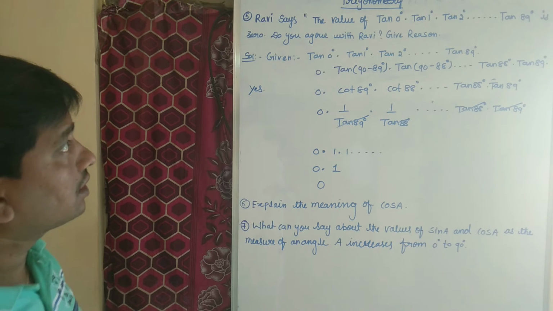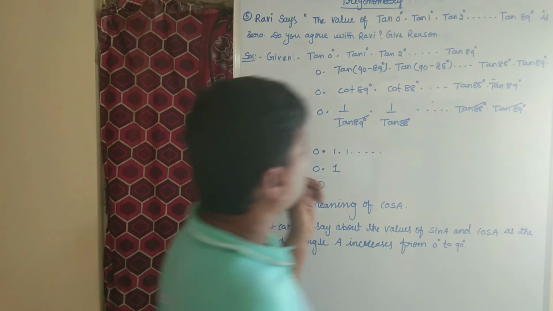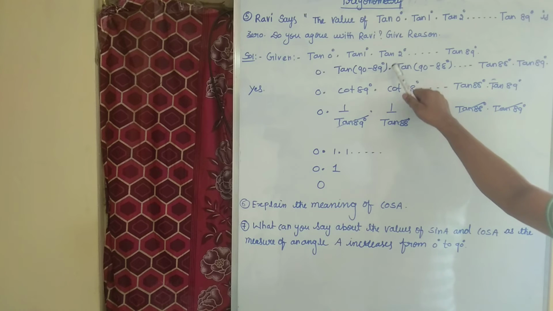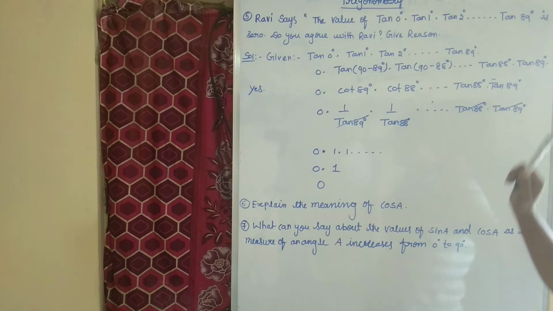Okay children, see, there will be a combination here. If it is 1 here, here it will be 89. If it is 2 here, there will be 88. There will be such combinations.